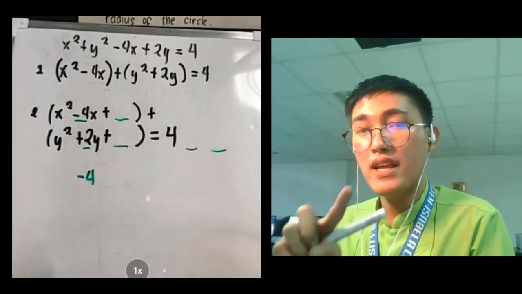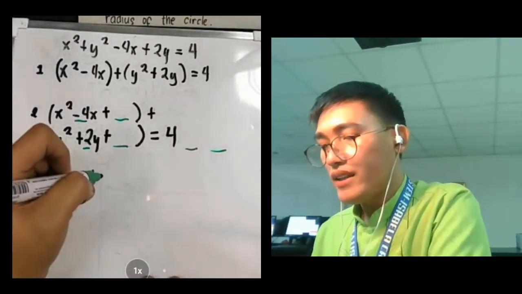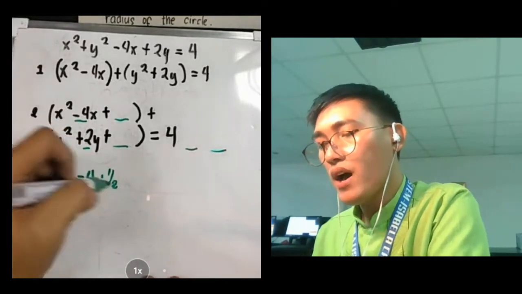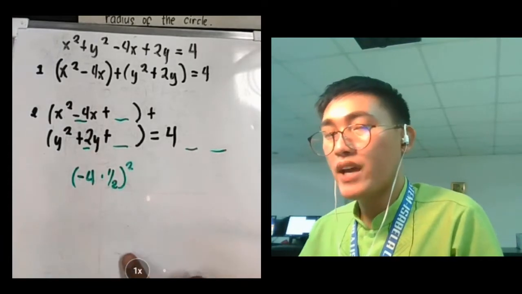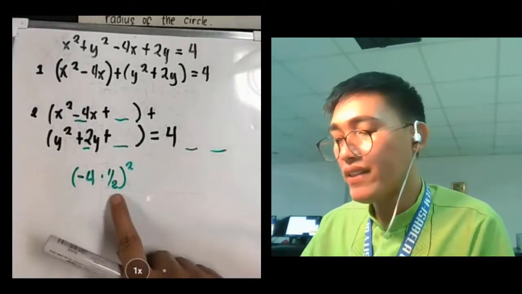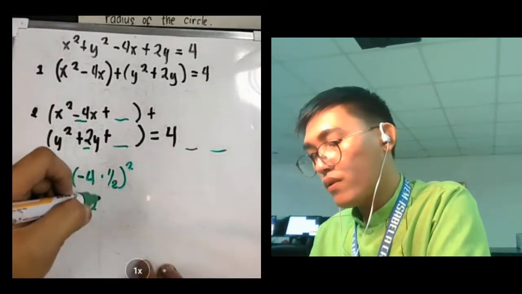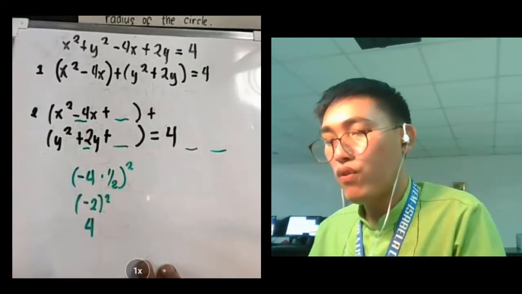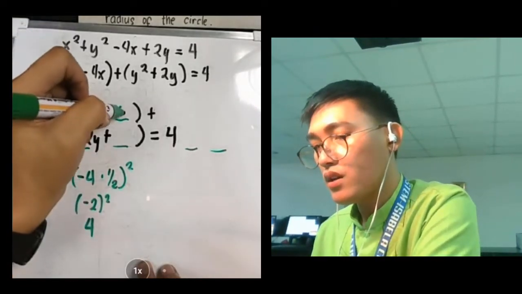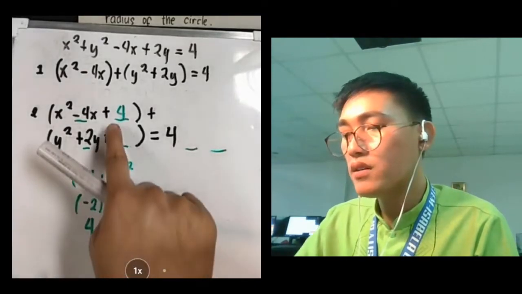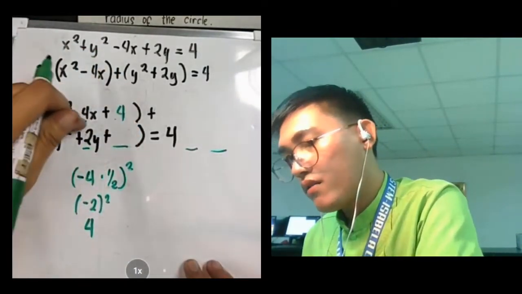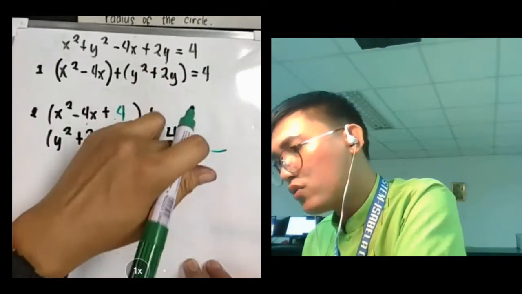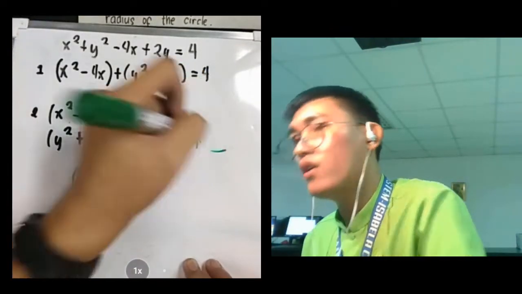So let us get negative 4x. The base number is negative 4. Let us multiply this by 1/2 and square the result. We will get negative 4 times 1 is negative 4, divided by 2 is negative 2. Then square the result, we will get positive 4. So we will have 4 there. Also, you have to add 4 here.